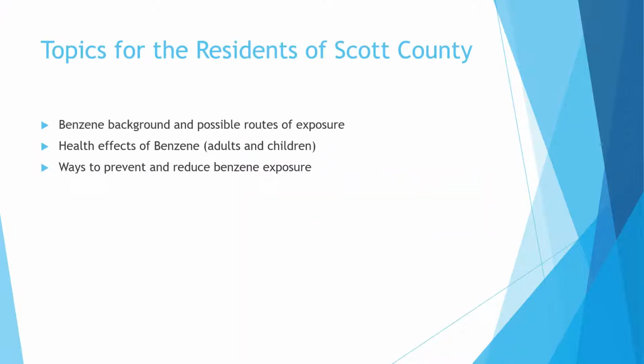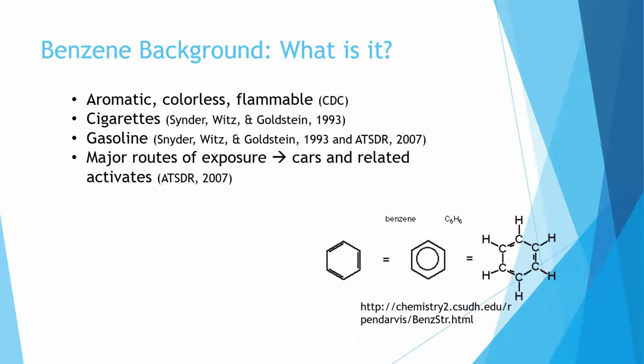So before we start, I want to give a brief overview in the presentation. We're going to cover three main topic areas: a little bit of the background of benzene, what is it, where is it, and how you can be exposed to it. We're going to go over the health effects of benzene in adults, children, and an occupational setting. They all have slightly different nuances associated with them. And then we'll end with ways to prevent and reduce benzene exposure so that you know how to protect yourself from benzene.